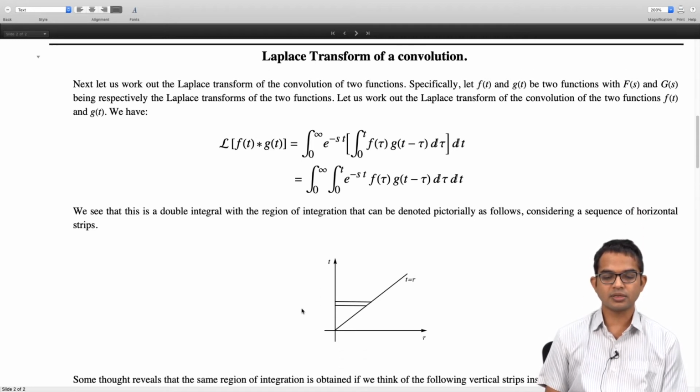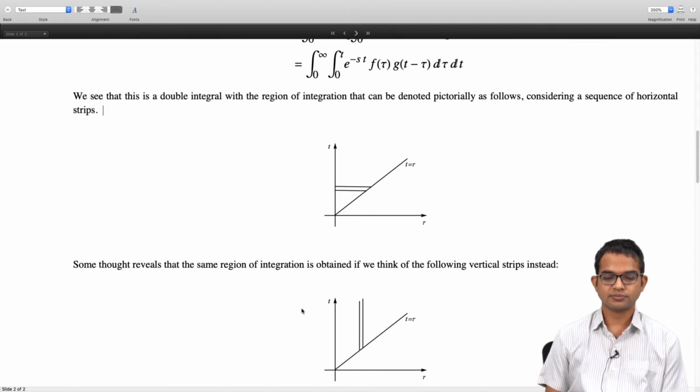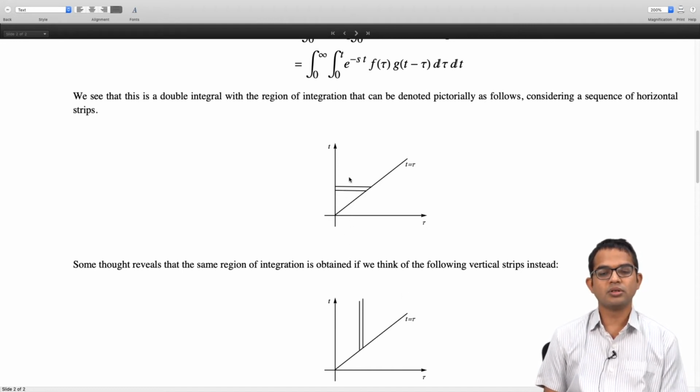But the same region I could think of in a different way. I could construct it using vertical strips instead of horizontal strips. If I looked at horizontal strips, I got this region of integration that I could cover using these limits. But ultimately you are doing a double integral over some region, right? So instead of summing over all these horizontal strips, I can also think of summing over these vertical strips.